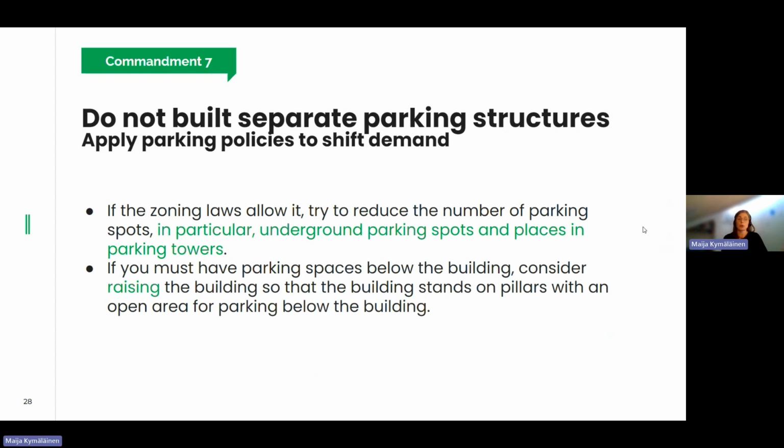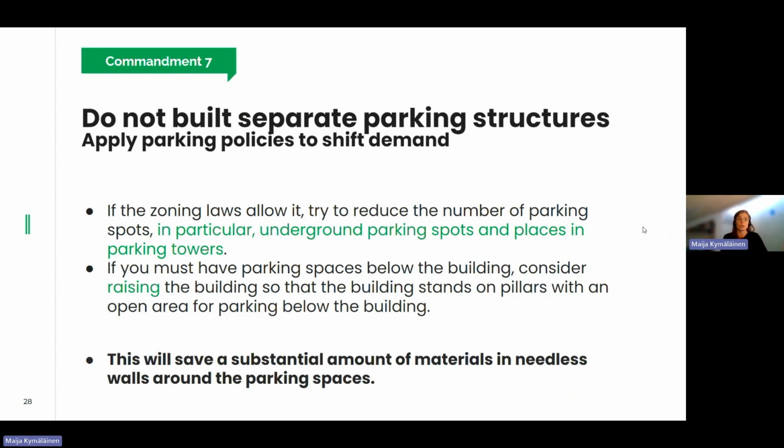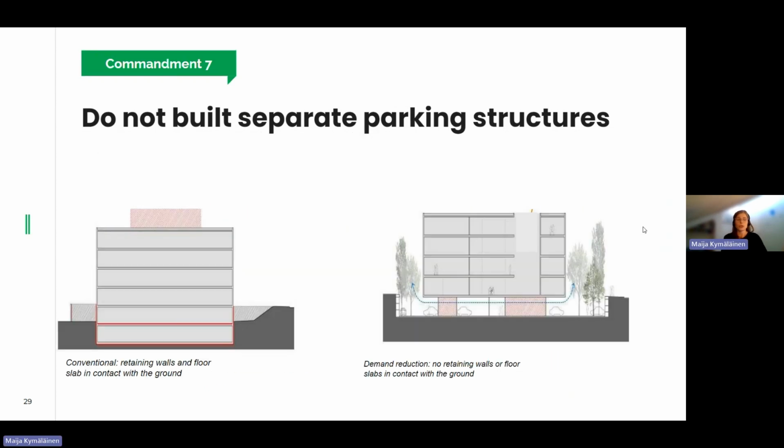If you must have parking spaces below the building, there is an option to raise the building so that the building stands on pillars with an open area for parking below the building. So this will save a substantial amount of materials in needless walls around the parking spaces. So this was actually taken into account in our design here. The initial idea was to have 2 levels below ground for car parking. Then the client decided to remove 1 car park and then handle the rest with, for example, street side parking. And they also reconsidered the remaining car park level by raising the building on pillars. So this removed the retaining walls.